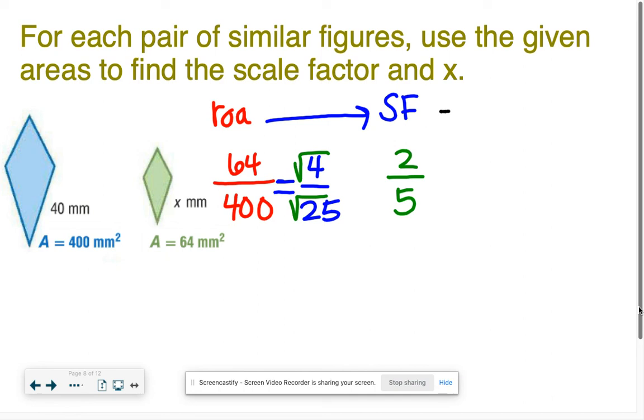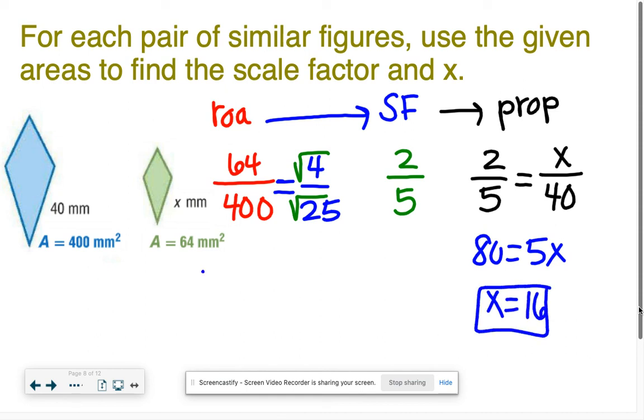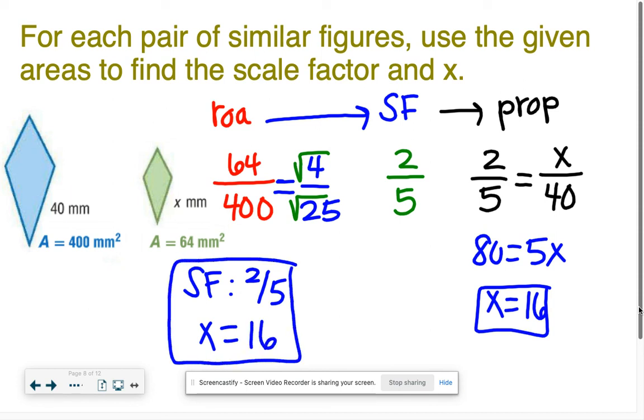And then your last step is to write your proportion to find that missing side length. So we're going to have 2 over 5. Okay. We don't know the smaller side length, so we're going to call it x over 40. And now we just cross multiply. So we're going to get 80 equals 5x. Divide out, x equals 16. So our final answer here, scale factor, 2 over 5, x equals 16. Boom, done.